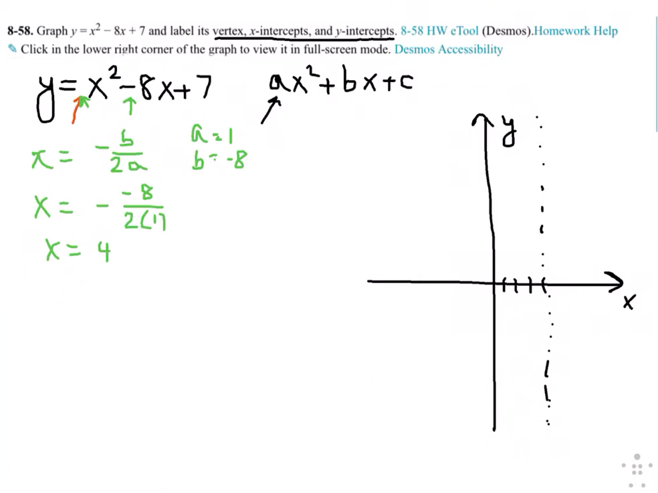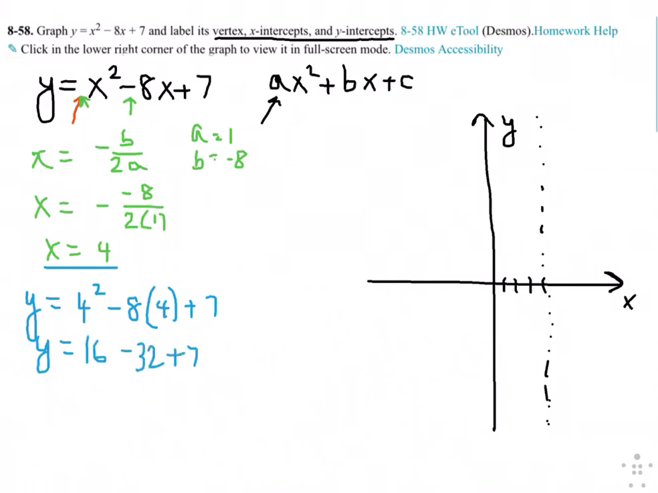Now, we know the vertex is on the axis of symmetry. So if I take x equals 4 and substitute in to find y, then I'll have the vertex. I get 4 squared minus 8 times 4 plus 7. So y equals 16 minus 32 plus 7. 16 minus 32 is negative 16, plus 7, so y equals negative 9. The ordered pair for the vertex is 4, negative 9.